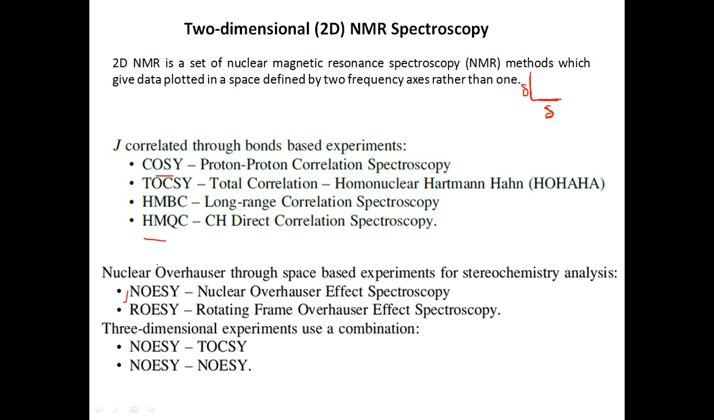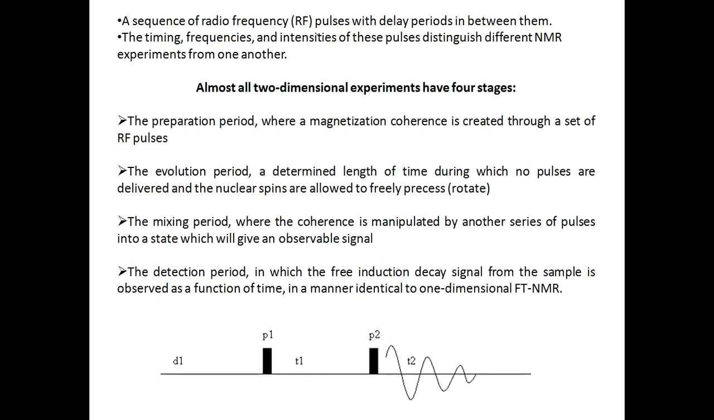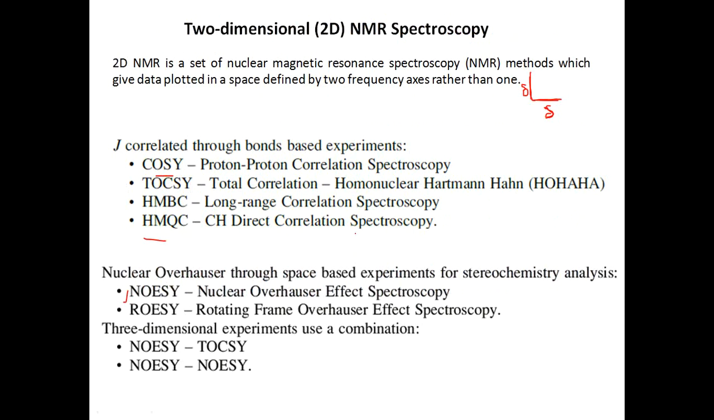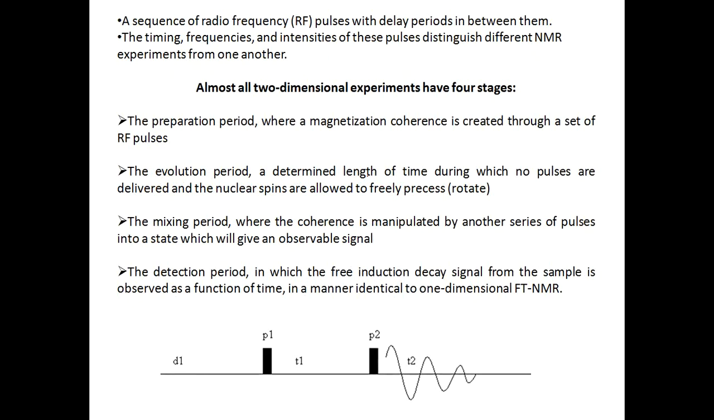The basic concept here is that a sequence of radio frequency pulses with delay periods in between them is applied. Two pulses are applied. The timing, frequencies, and intensity of these pulses distinguish the different NMR methods. How they are applied, at what time, and how they are measured is changed in the different 2D NMR methods. But almost all of them have four basic stages. That is the preparation period, where a first pulse is applied through a set of RF pulses, right? So that is the preparation period.